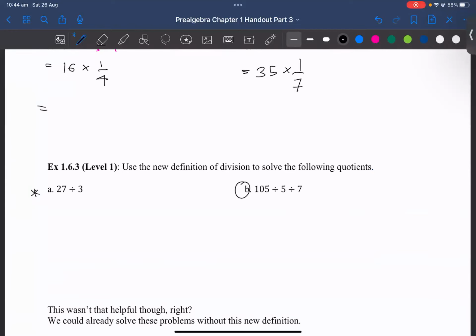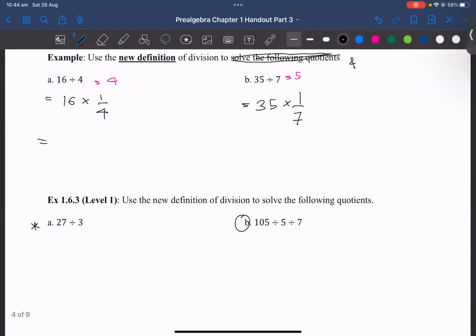To not get the answer, sorry. Oh, same thing as the example. You just do it the other way, like the not new definition for, yes. So ignore this solve question.